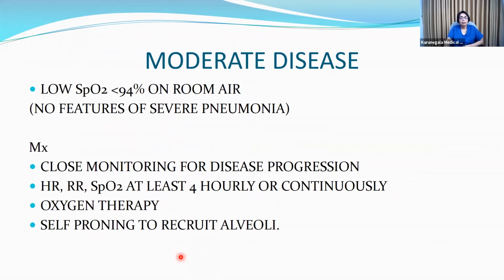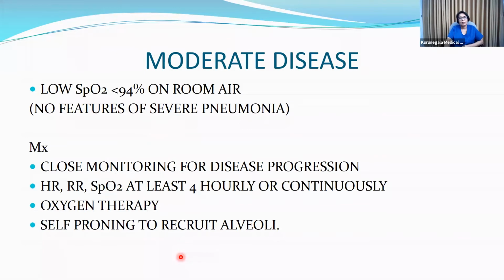In moderate disease, when you measure saturation, it's less than 94% on room air, but the patient has no features of severe pneumonia. So, management includes close monitoring for disease progression, monitoring heart rate, respiratory rate, saturation at least 4 hourly or continuously. Patient needs oxygen therapy and patient needs self-proning to recruit alveoli.